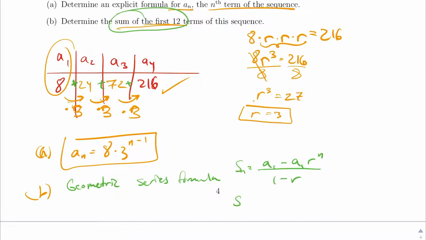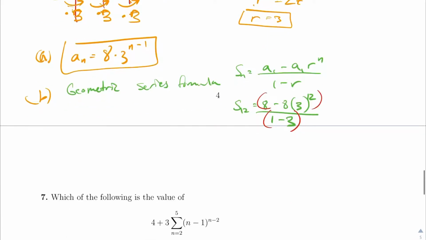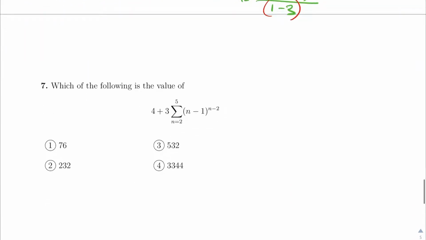So s sub 12 is equal to 8 minus 8 times 3 to the 12th power, for 12 terms, all over 1 minus 3. And I remember when you plug this in the calculator, you have to put parentheses, and you should be getting the correct answer when you do that, but I don't have the calculator in front of me.